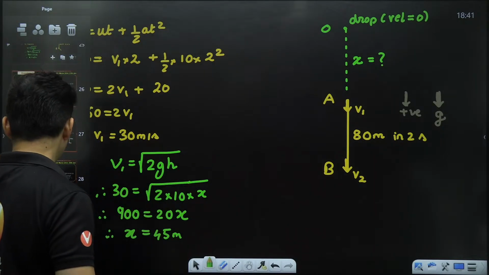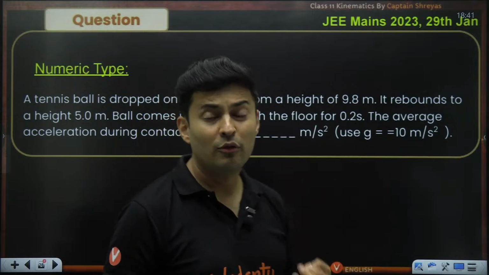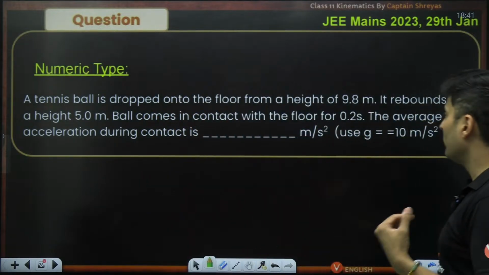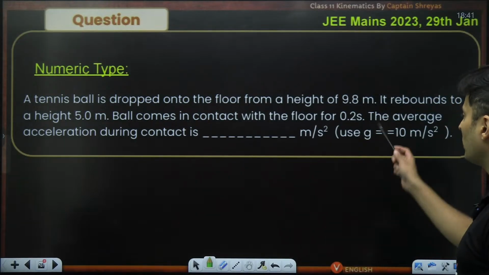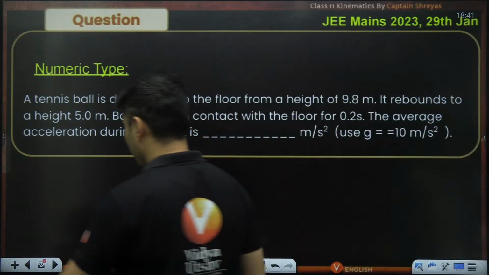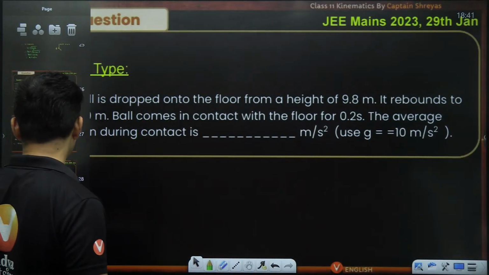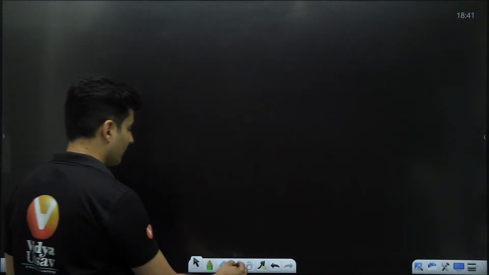All right, moving now to the next question. There is a tennis ball which is dropped from some height of 9.8 meters. It rebounds to some height. If it comes in contact with the floor for 0.2 seconds, the average acceleration during the contact is... Very different kind of question. See guys, very, very different kind of question.